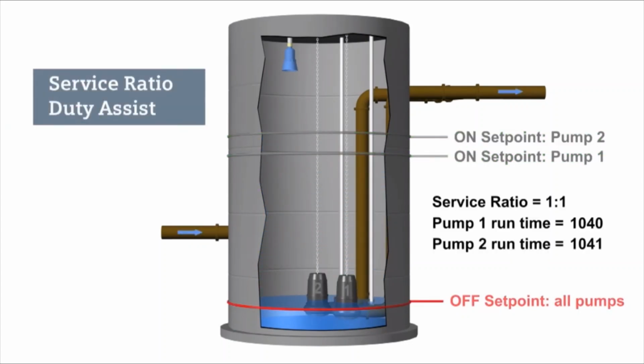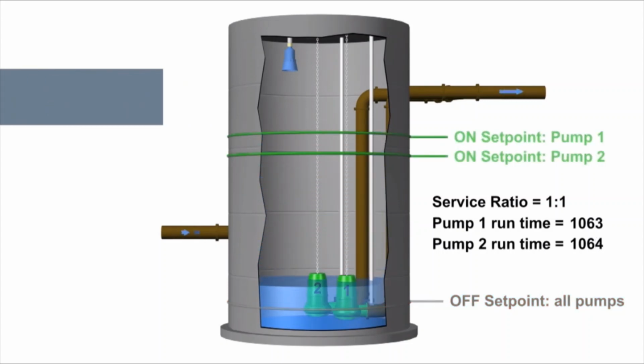The service ratio duty assist application uses a pump ratio to define which pump will turn on and which will assist. In this application, we have a 1-to-1 ratio, so both of the pumps will run for the same amount of time. If we were to use a 2-to-1 service ratio, pump 1 would run twice as long as pump 2 at any given time during a pumping cycle. This would be a good application example where we have one pump with a high capacity and one with a lower one, and we'd want to make sure that we use our larger capacity more than the smaller.